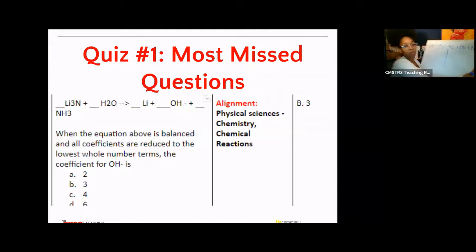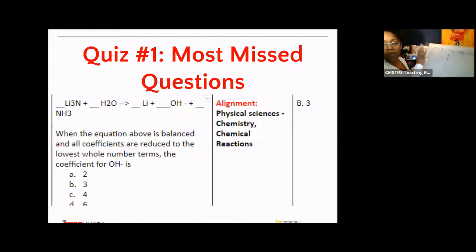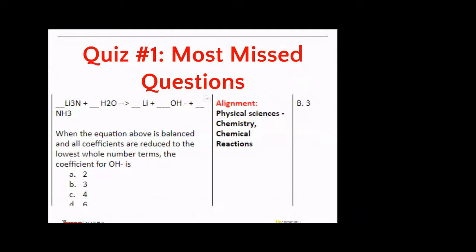So all I did on my board was rewrite the equation, and I put a line down the middle where my arrow is to separate my reactant from my product. Before I start balancing anything, I'm just gonna write down what I have so that I can easily keep track of all my elements.